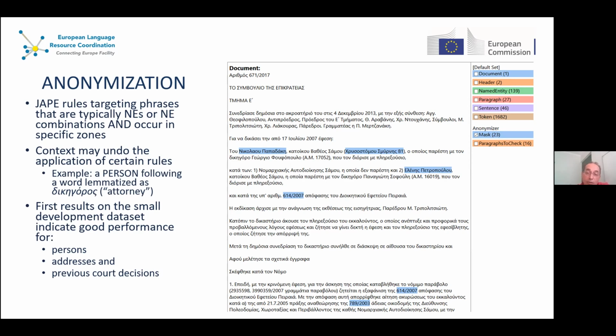Regarding evaluation of the anonymization rules, although we do not have a large evaluation set available, and so we do not have hard figures here, first results on this small development set indicate good performance for persons, addresses, and previous court decisions. On the same development set, the detection of the anonymization zones by the set of rules presented on the previous slide seems highly accurate.